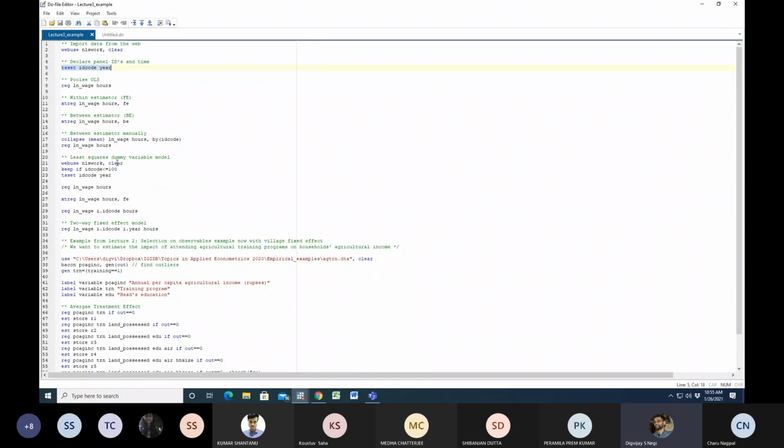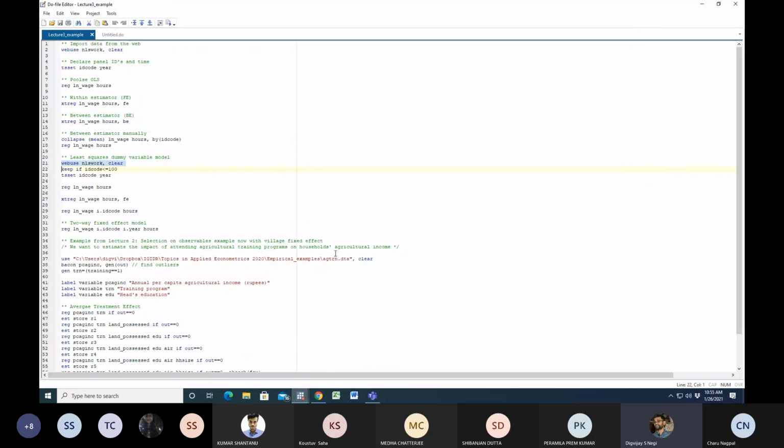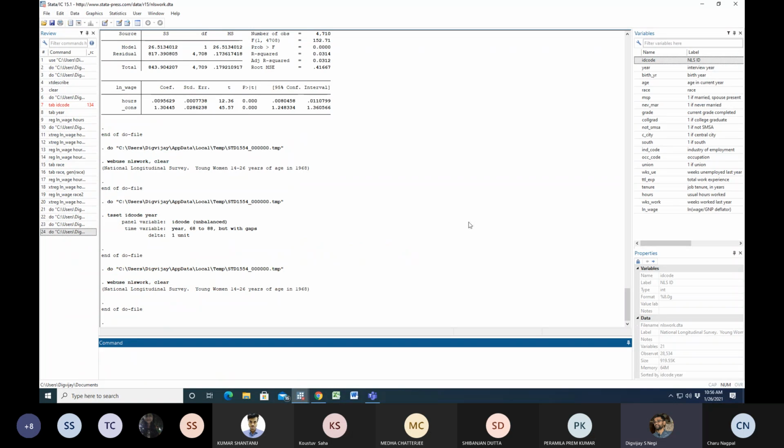Just to show you the least square dummy variable approach, we can also do this by dummy variables. The problem is that it's a computing problem. We have a lot of individuals here, so Stata will not be able to generate so many dummy variables very quickly. Although you can do it, we have 4,000 individuals here, so you can generate 4,000 dummy variables and add them to your simple OLS regression, but it's going to take some time.